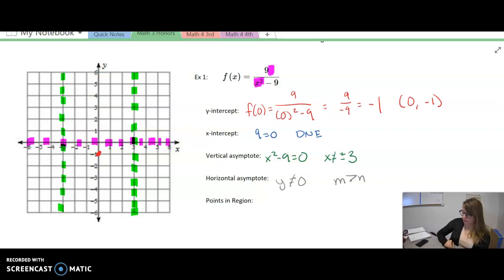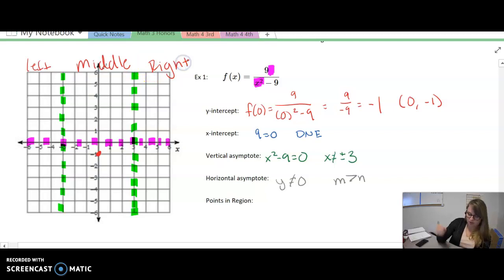Alright? So now for the points and regions, we have three regions. We have the left region, we have the middle region, and we have the right region. We already have a point for the middle region, and we know it's going to go down because of that horizontal asymptote. But now we need to find the right region and the left region.